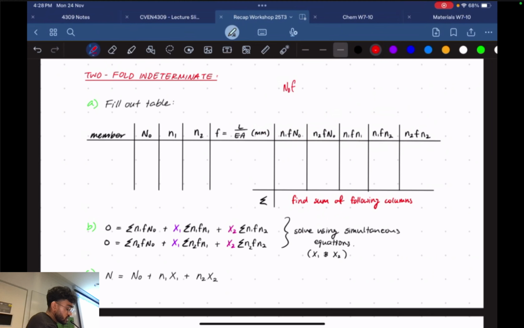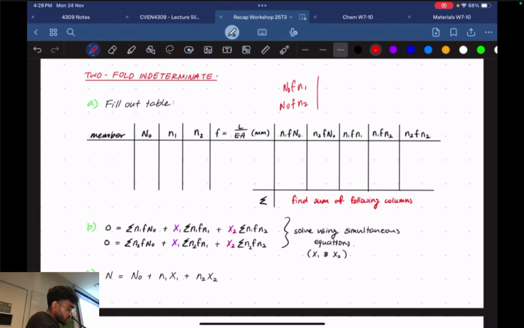So you have N0, N1. That's the first combination you can do. And you have N0, F, N2, that's the second combination. You don't do N0, N0, we don't look at the primary structure twice, we're only analyzing the primary structure along with one of the redundants.